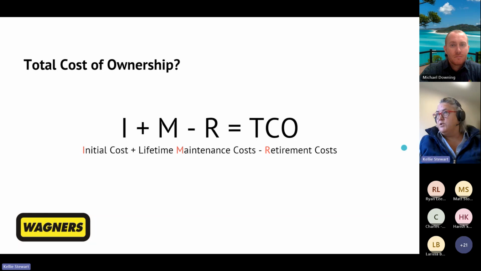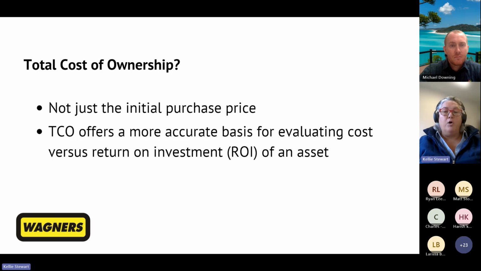All right, so what is the total cost of ownership? Well, as a mathematical equation, it is I plus M minus R. I being the initial costs of planning, purchasing and installing a structure, M for the lifetime maintenance on the structure, and R representing the retirement costs of the structure at the end of its serviceable life. So total cost of ownership or whole of life costs is not just the initial purchase price. And the reason why people use TCO is because it gives you a far more accurate basis for evaluating the real cost of a structure over its entire lifetime, not just at the time of purchase.